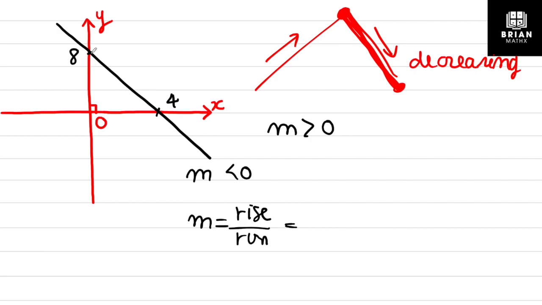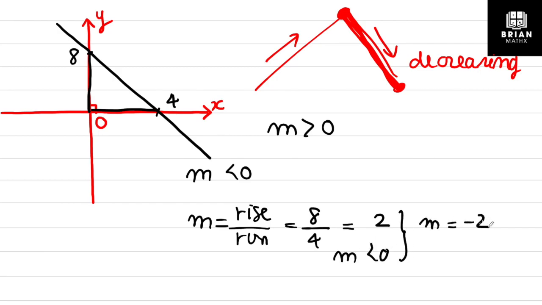And the rise is this one, and the run is this side. So the value is 2, but because this is a decreasing line, the value of m has to be less than 0. So we can make a conclusion about m: m will be equal to negative 2. That is the exact value for m. That's all. For decreasing, you got m less than 0.